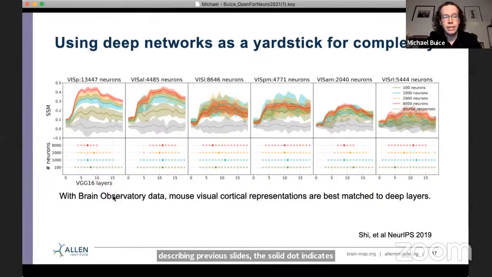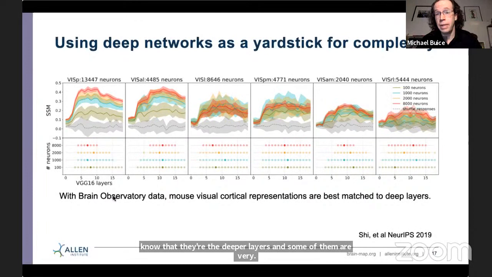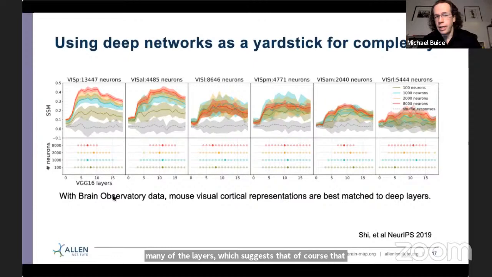And so you notice in the previous slides, there was a single layer, which was my justification for saying we could uniquely identify the corresponding layer. In this case, comparing from VGG16 to the brain observatory, we can't uniquely identify a layer. We just know that they're the deeper layers, and some of them are very complex. So you're matching feature responses that cover many of the layers, which suggests, of course, one reading of this is that object recognition is not the right type of task to be using. And so perhaps there's some other task for which a network trained would be more aligned with what the mouse is doing. Now, something that I should add here is VGG16 is not special here.